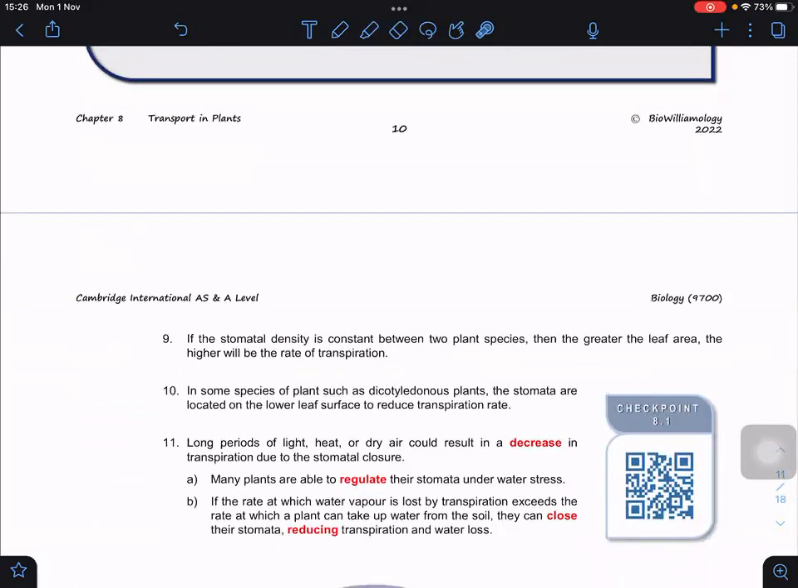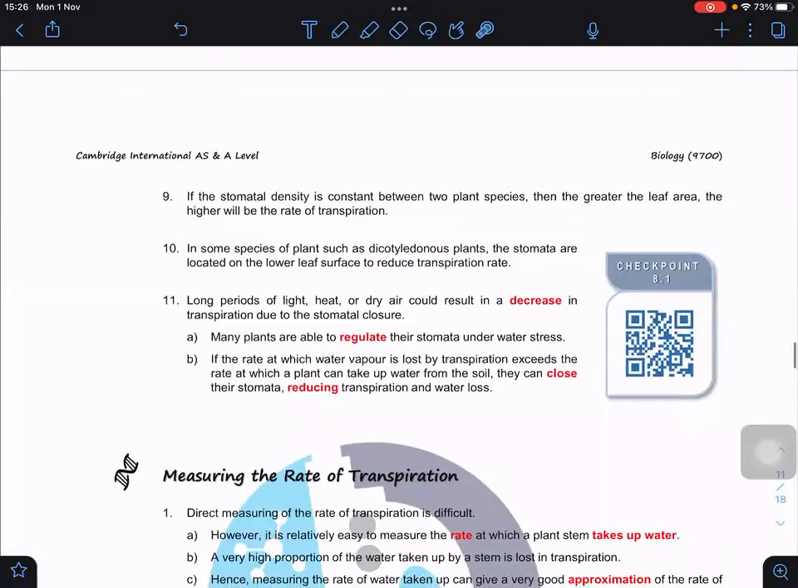So if the stomatal density is constant between two plant species, then we only need to look at the leaf area. The higher the area, the more the stomata. In some species, for example dicots, the stomata are only located at the lower leaf surface, because on the upper leaf surface the temperature is higher. So therefore, you would have a higher rate of transpiration. In order to reduce transpiration, some species like dicot plants always have their stomata located on the lower leaf surface, or lower epidermis. So this is very important.